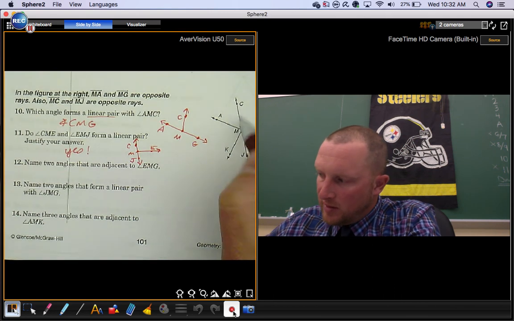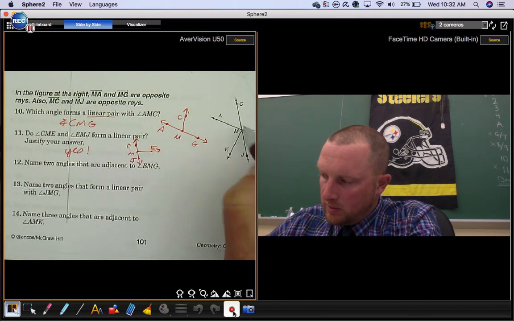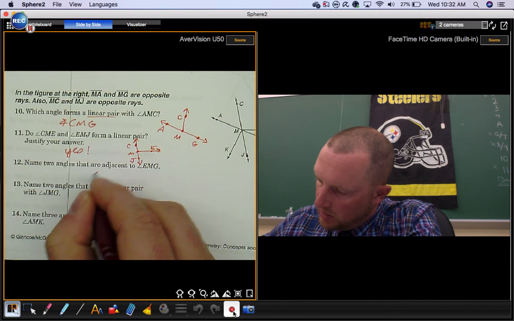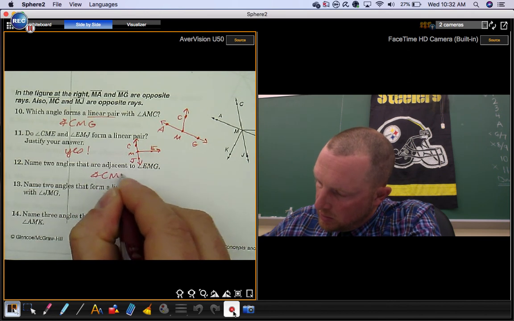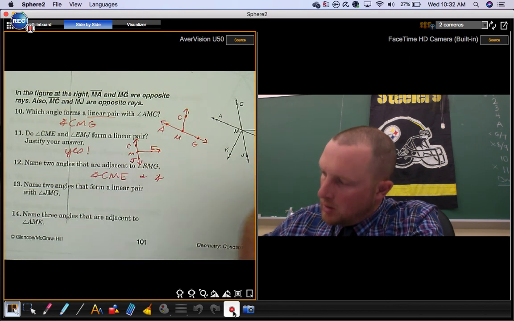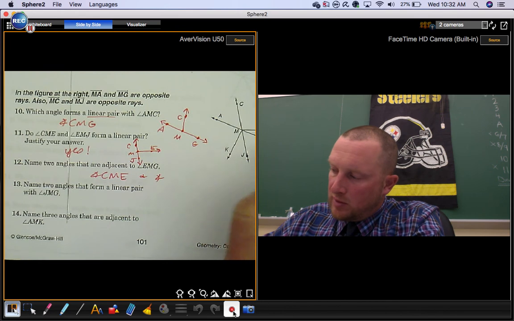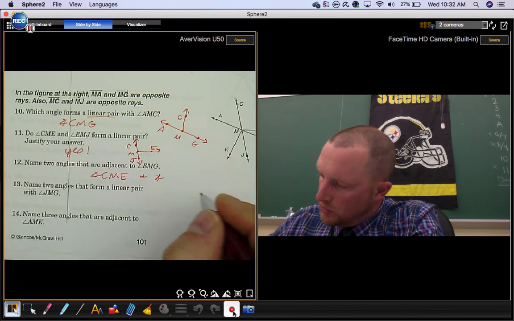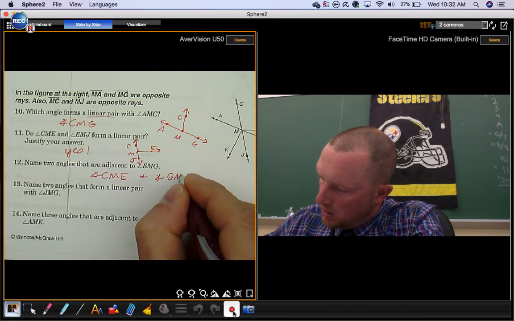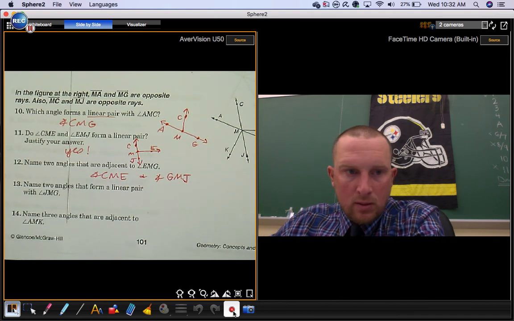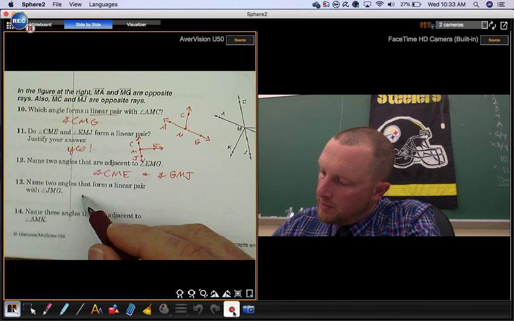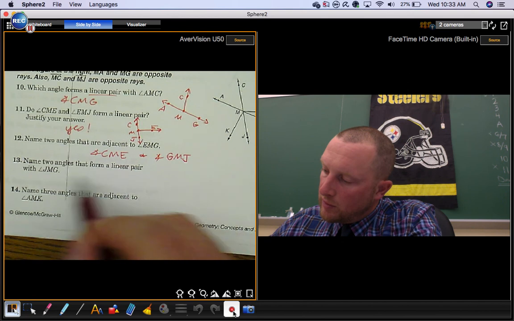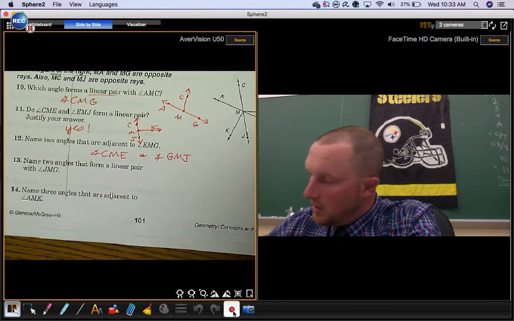Number 12, name 2 angles that are adjacent to angle EMG. So I'm going to go with its neighbor to the left, angle CME, and I'm going to go with its neighbor to the right, angle GMJ. Number 13, name two angles that form a linear pair with angle JMG.